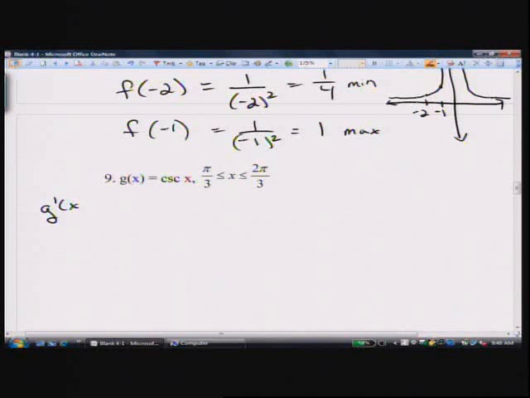Well, we need to figure out where g prime of x equals 0. So we need to figure out what g prime of x is. And does anybody remember the derivative of the cosecant? Negative cosecant x cotangent x? Yes. All right. And cosecant is 1 over sine. So this is negative 1 over sine of x times cotangent, which is cosine over sine.